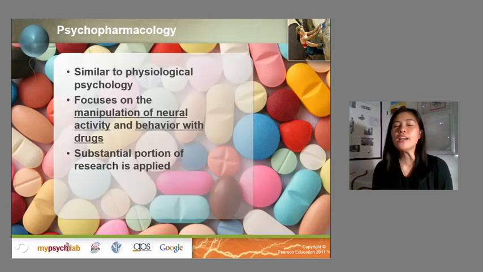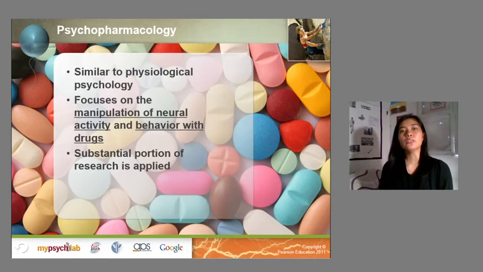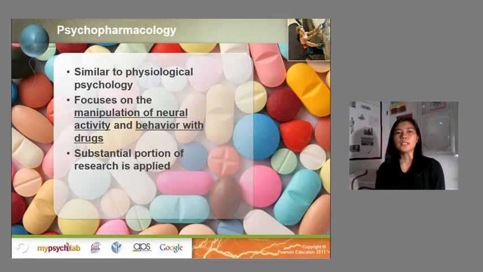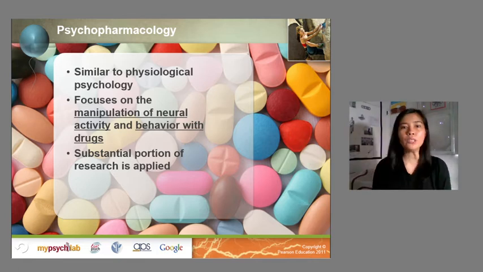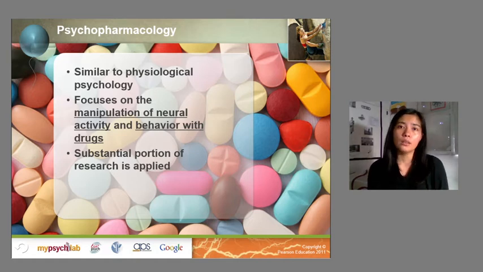Psychopharmacology, on the other hand, is similar to physiological psychology. It focuses on manipulation of neural activity and behavior by drugs. So if before, it's more of direct manipulation on the animals, on the workings of the brain through surgery and electrical manipulation, here it's more on neural activity. A substantial portion of the research is more on the applied.